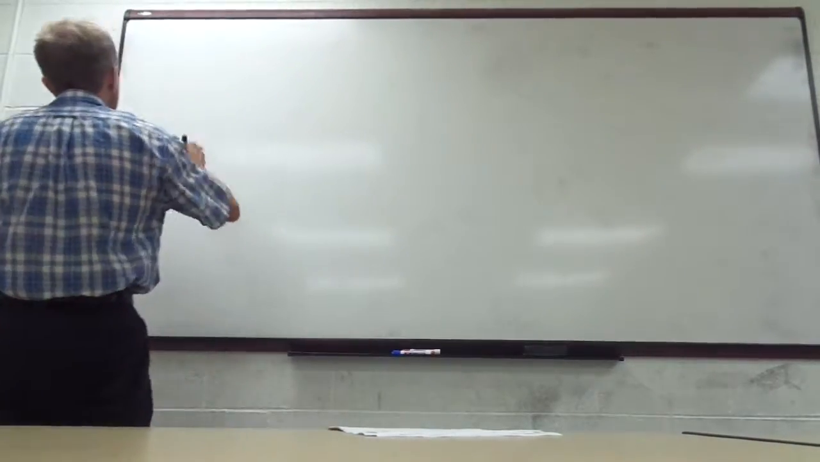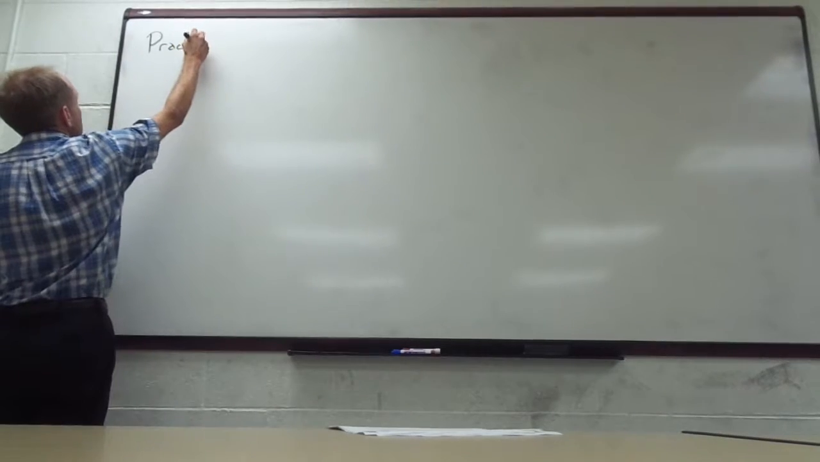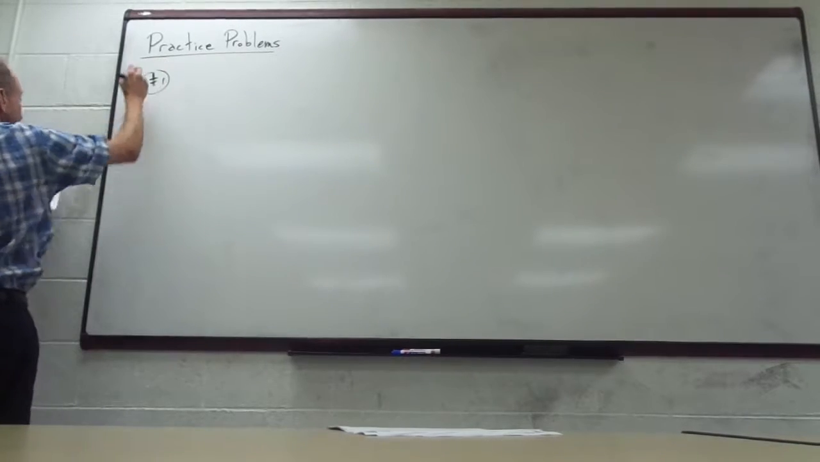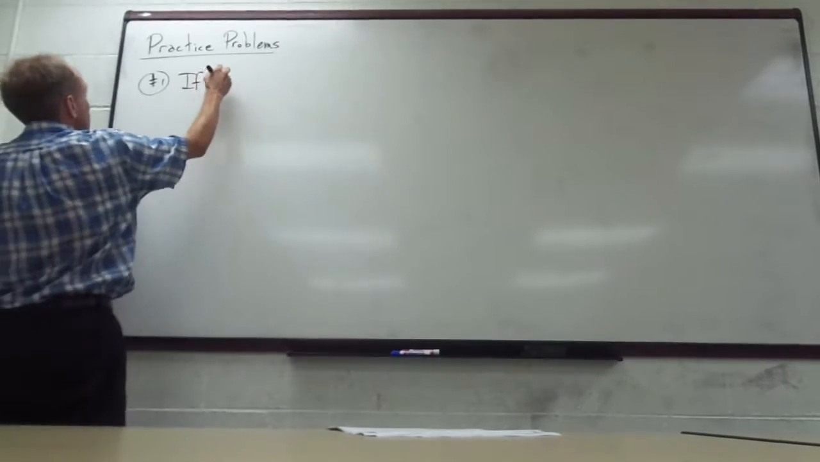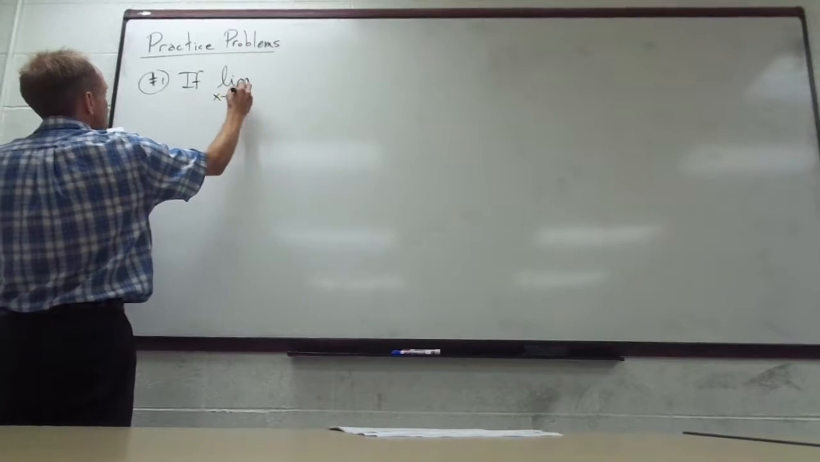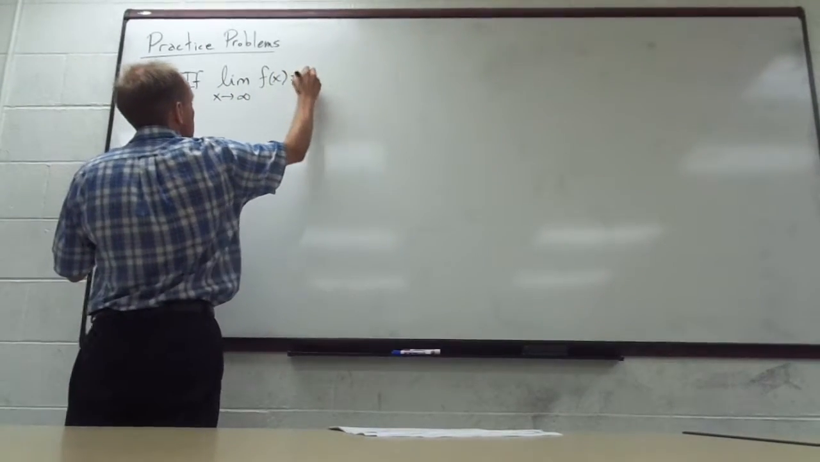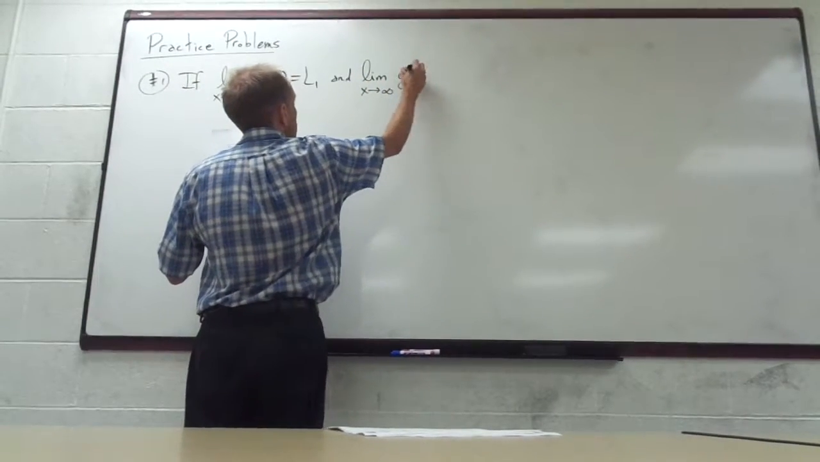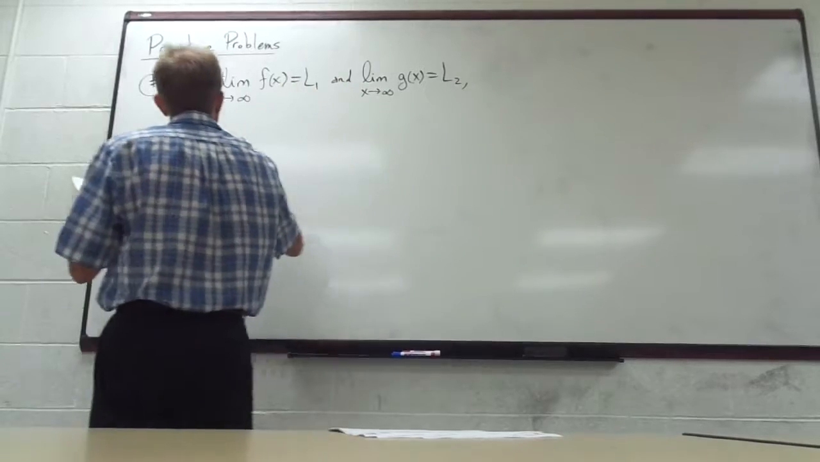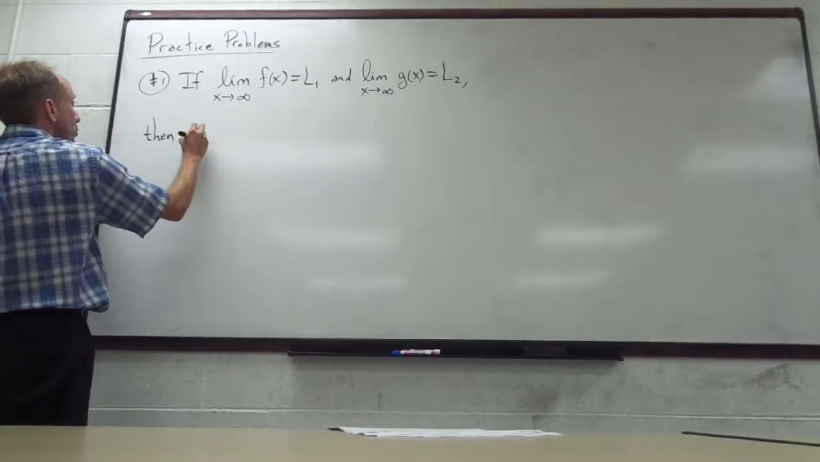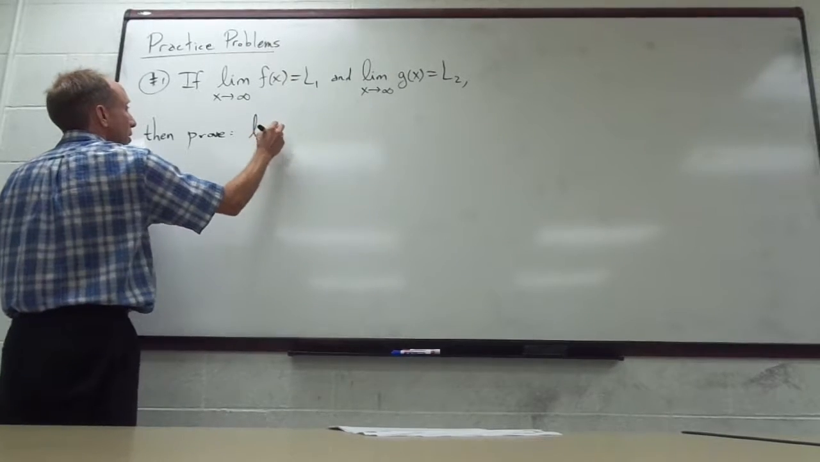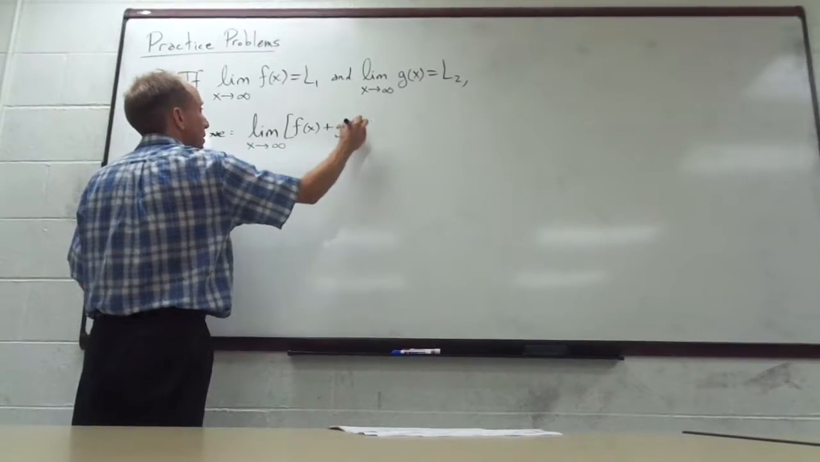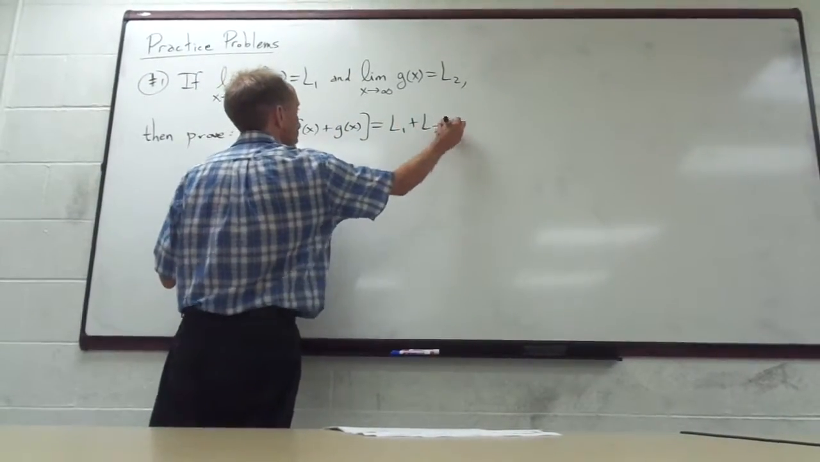So let's try this one. These are just some practice problems. Let's try this one first. Number one: if the limit as x approaches infinity of f of x is equal to L1, and the limit as x approaches infinity of g of x is equal to L2, then prove that the limit as x approaches infinity of f of x plus g of x is equal to L1 plus L2.